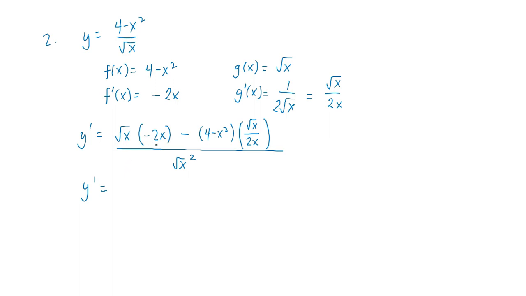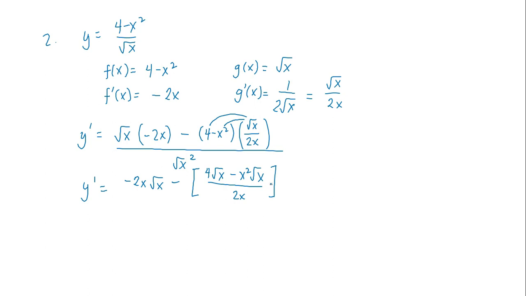So square root of x times negative 2x is equal to negative 2x square root of x. And then, we have minus 4 times square root of x is 4 square root of x. Negative x squared times square root of x is negative x squared square root of x. Okay, all over 2x.